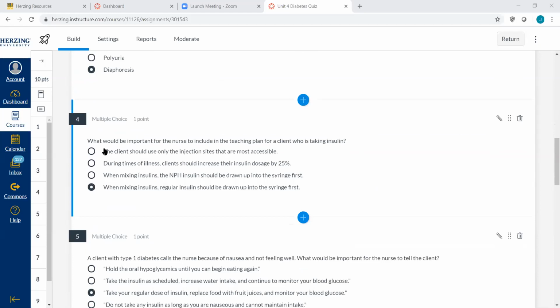Number 4 says what would be important for the nurse to include in the teaching plan for a client who's taking insulin. When mixing insulins, regular insulin should be drawn up into the syringe first. When you're doing that whole thing, you always draw up air first, and you put the air in the intermediate acting one first, and then into the clear last. But then when you're drawing up, you always draw up clear before cloudy.